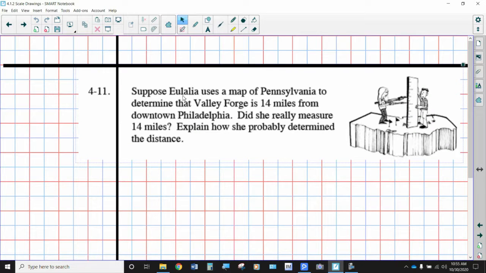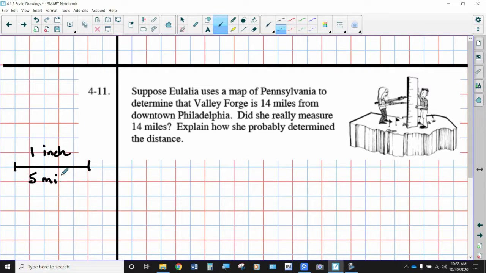It says, suppose Eulalia uses a map of Pennsylvania to determine that Valley Forge is 14 miles from downtown Philadelphia. Did she really measure 14 miles? Explain how she probably determined the distance. Okay, so remember, we're talking about a situation where we've got the scale where from here to here is 1 inch, and that 1 inch is the same as 5 miles. So she uses a map of Pennsylvania to determine that Valley Forge is actually 14 miles from downtown Philadelphia.